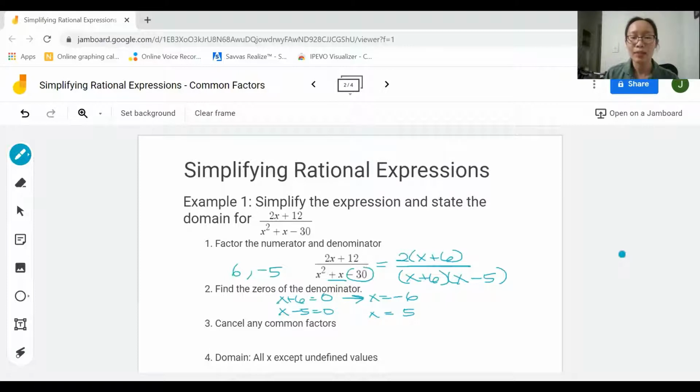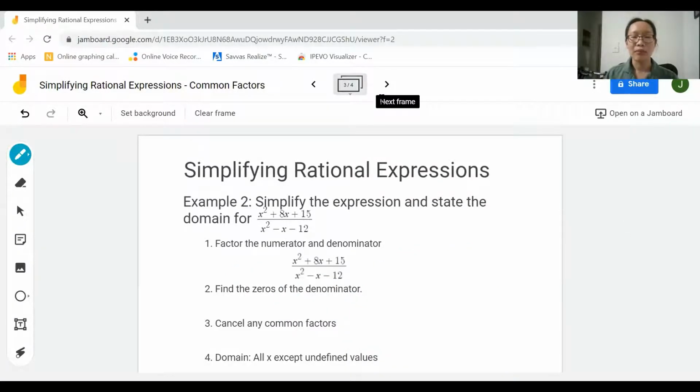I see an x plus 6 on the top and on the bottom, so I am left with 2 over x minus 5. And my domain is going to be all x except x equals negative 6 and x equals 5. Let's take a look at a second example.